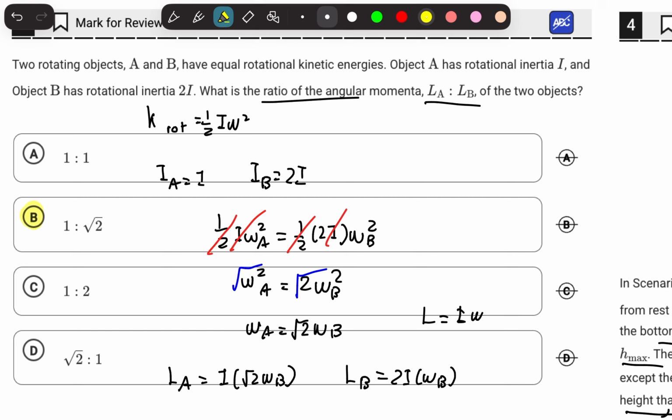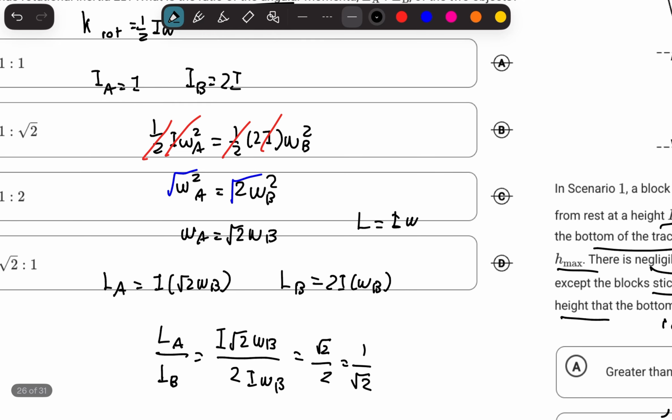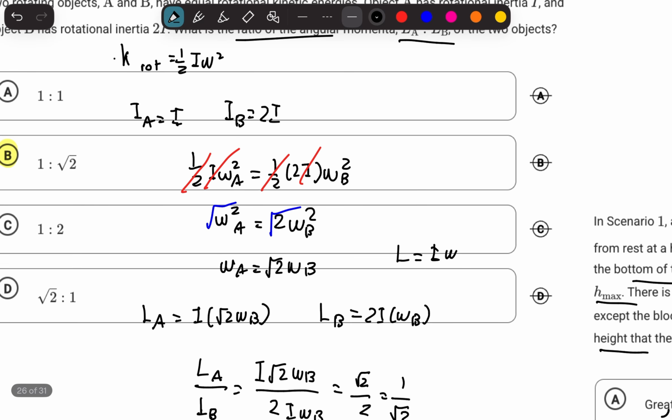So K rotational is equal to 1/2 I omega squared. IA is equal to I, and IB is just double that, 2I. So what you're going to do is take your K rotational, make an equation with that, and set them equal to each other. The only thing you're going to change really is what the I is. You're going to substitute in your IA here and your IB here.